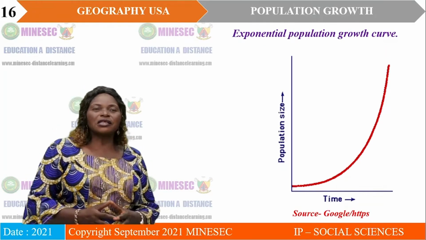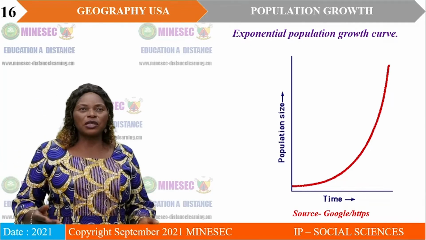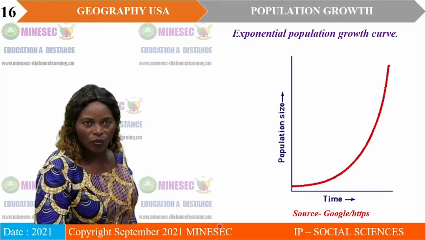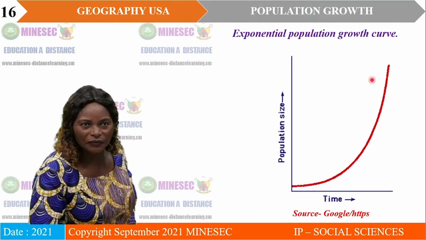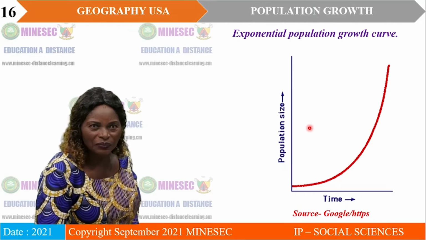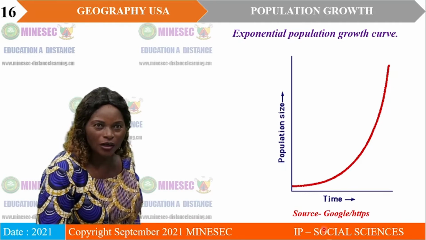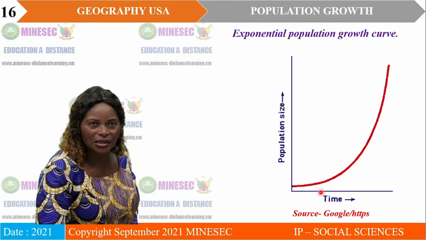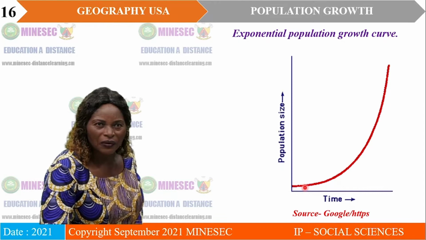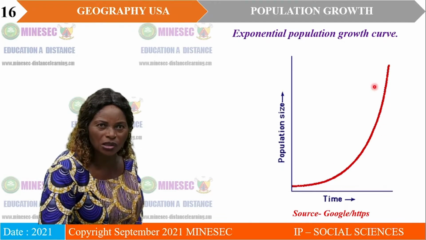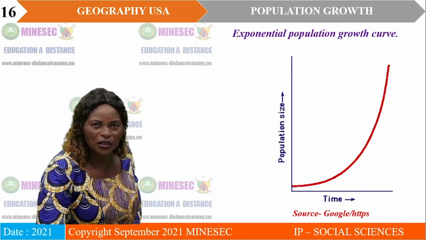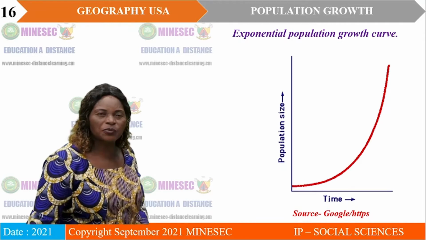Now, this is a diagram on exponential population growth. It's an exponential population growth curve. Here we have the population size on the vertical axis, and time on the horizontal axis. So we see that with time, population starts growing, and after some time, population grows very fast. This we can link to the demographic transition model when we look at exponential growth.